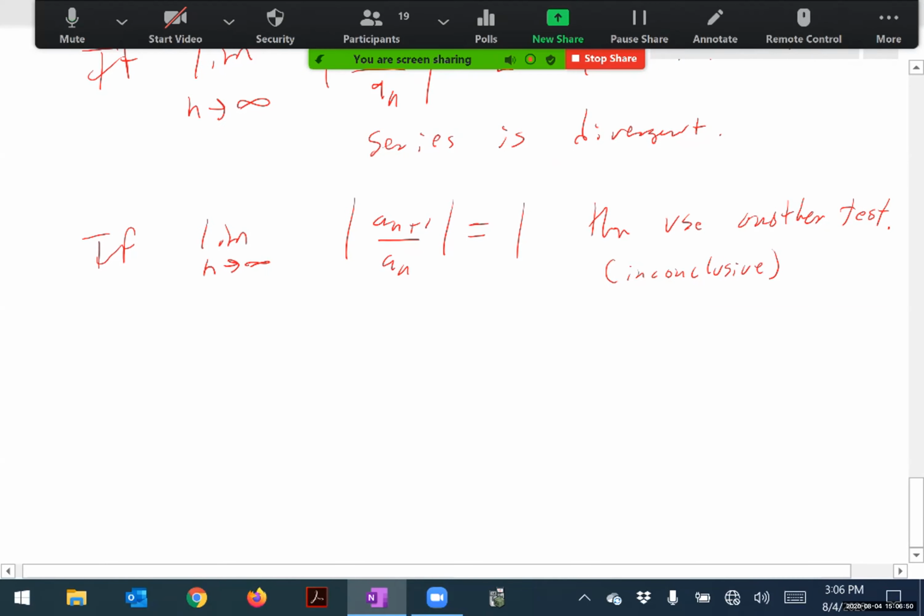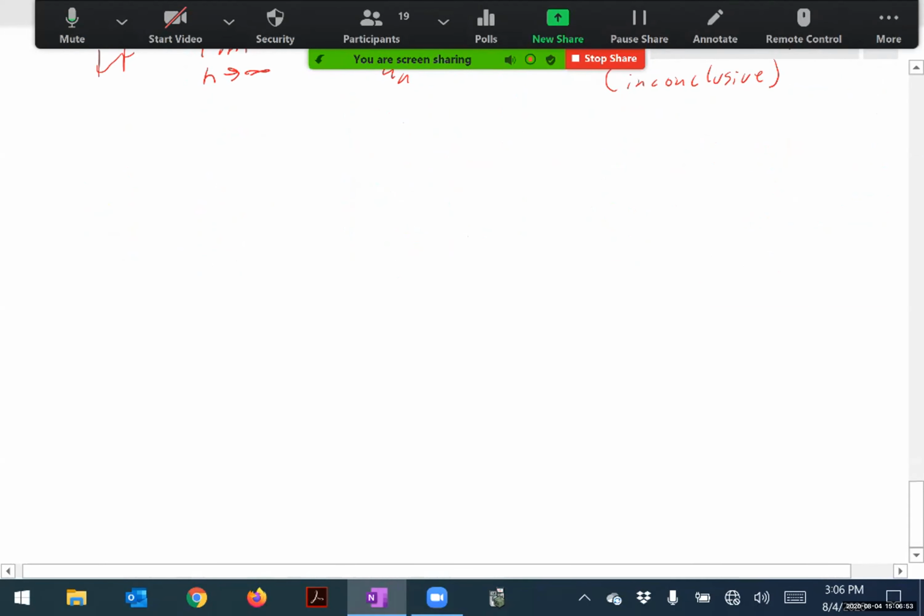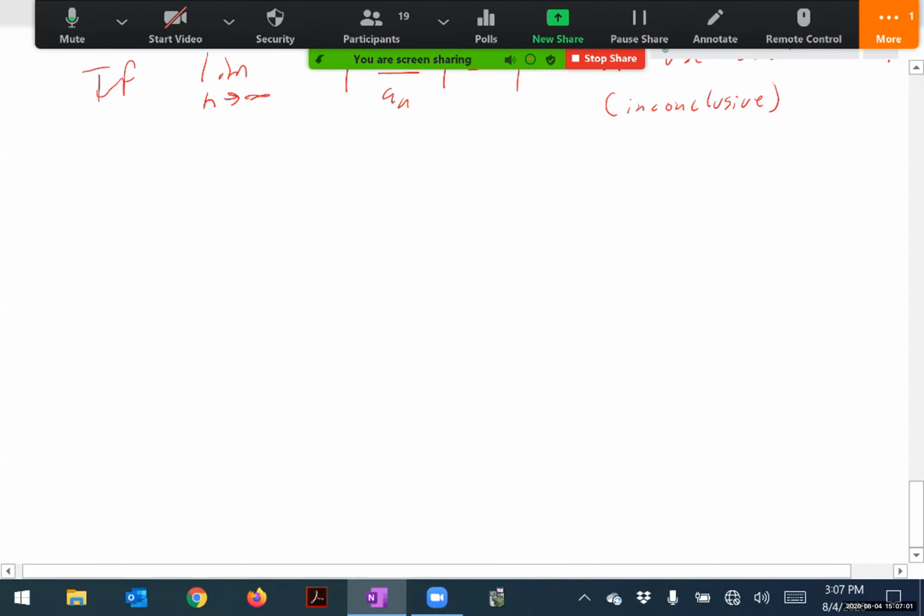Okay, so let's test a series using the ratio test. These are always fun. I like them because I get to cancel stuff out. I don't know. I like to see the beauty of the test, I guess.